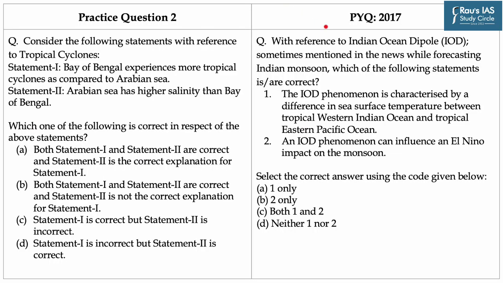Now, climatology over the Indian landmass and factors that are affecting it forms an important part of the geography syllabus and has been asked by UPSC before, as can be seen from this PYQ of the year 2017 on Indian Ocean Dipole. Based on today's article, here's practice question number 2. Consider the following statements with reference to tropical cyclones. Statement 1 says that Bay of Bengal experiences more tropical cyclones when compared to Arabian Sea. Whereas the second statement says that Arabian Sea has a higher salinity than Bay of Bengal.